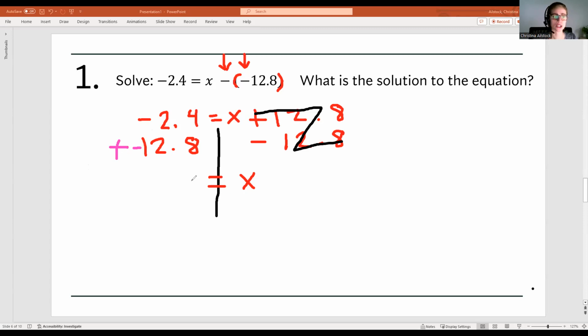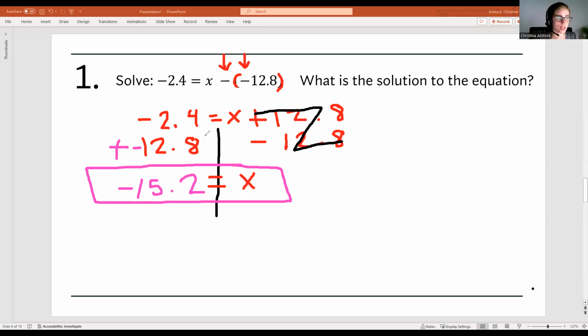Now that we've done that, it looks a little bit clearer, and we can see that because we have two negatives, we're going to add them and keep it negative. When we do our addition, once again, I encourage you to do it by hand, but then you can use a calculator to double check if you're not sure. We get negative 15 2/10. And that's our answer because we've now found out what x is. X is all by itself, and it's equal to the value negative 15 2/10.